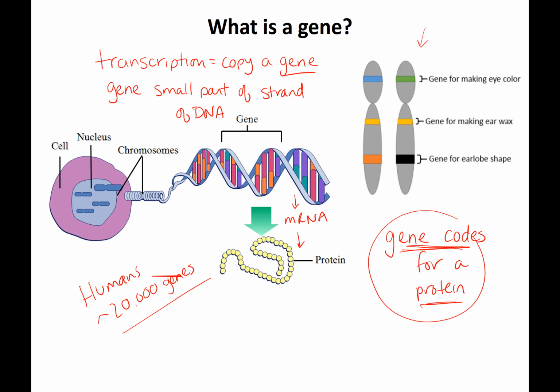And so here is a picture of a chromosome, a homologous pair of chromosomes. And so genes have locations on chromosomes because they are part of that DNA strand. And so on a chromosome, you might have a gene for making eye color, and a gene for making earwax, yum, and a gene for your earlobe shape. And we'll get into some of this in genetics, but what I want you to understand is that when we're talking about transcription, we're talking about only copying this little bit of information out of this whole entire chromosome.